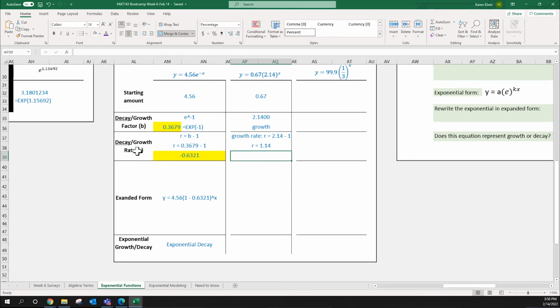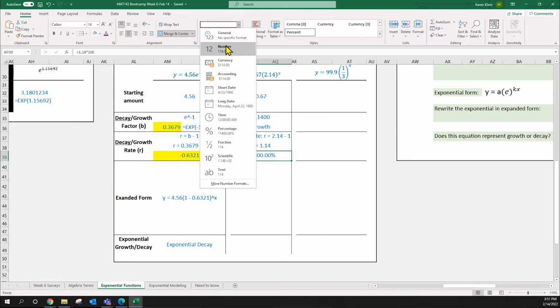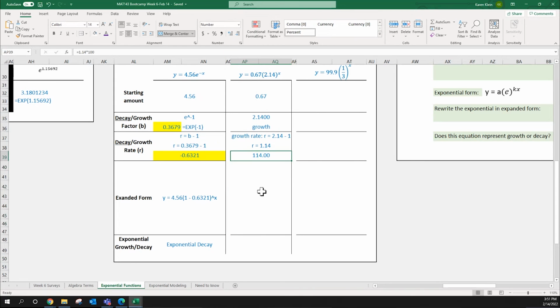Now, when we talk about the rate, when we're looking at applications, most of the time it'll give it to you as a percent. So how could we rewrite this rate as a percent? We could do that by writing 1.14 and then just multiply it times 100. Oops, not like that. So this would be the percent, or we can let Excel do the percentage for us by using the percentage button.